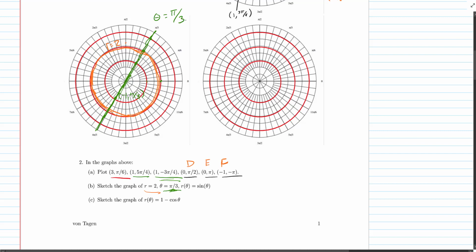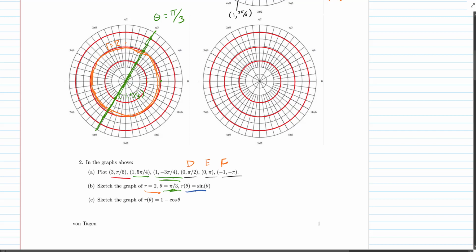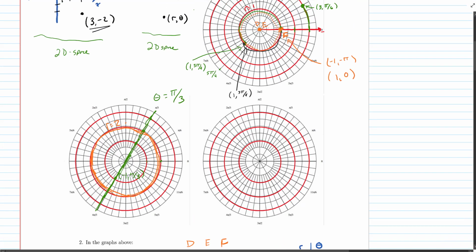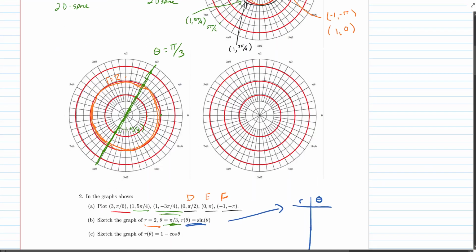Okay. The last one I want to sketch, and we can do blue here, is the graph of r of theta equals sine of theta. What I recommend doing for something like this, if you don't know what the graph is, is to build a table of values. So let's make an r and a theta. And by the way, I want to mention that we give our coordinates in terms of r comma theta. We always do it alphabetically that way, r comma theta.